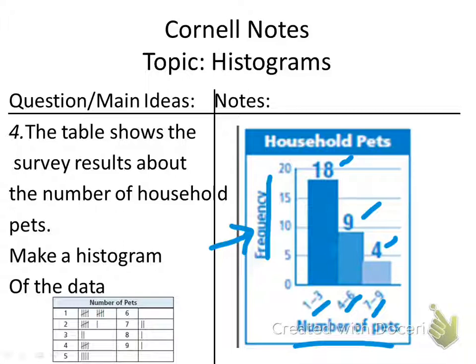Make sure that the bars are next to each other. Spaces mean it's a bar graph. If it has no space, it is a histogram, and it also has to have the interval.